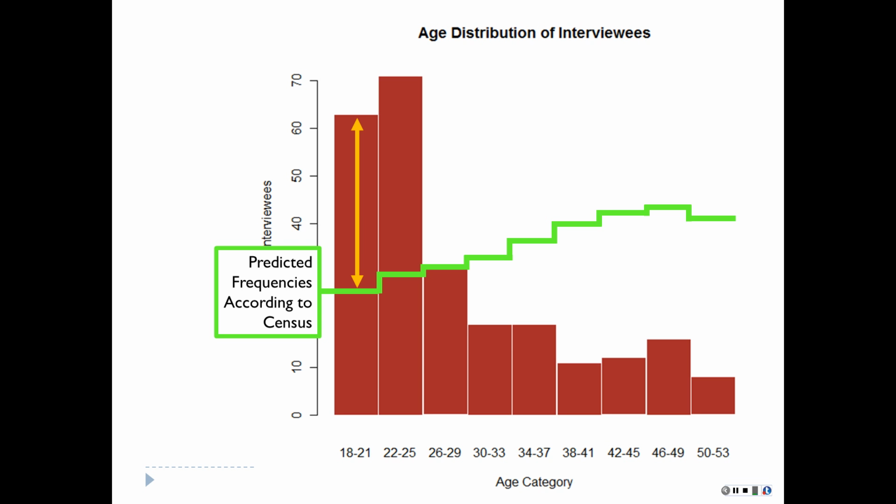There's the deviation in that category. They interviewed way too many 18 to 21-year-olds, way too many 22 to 25-year-olds. 26 to 29-year-olds, they were dead on. They were really incredibly close, like practically dead on what the census said for 18 to 29-year-olds.